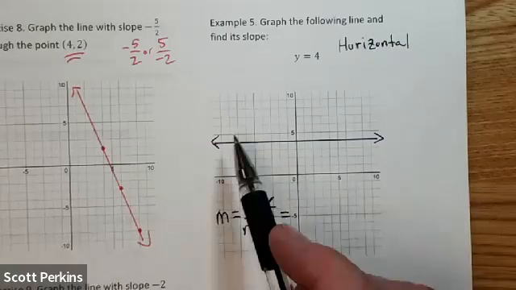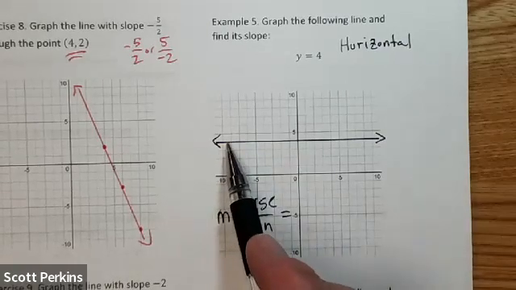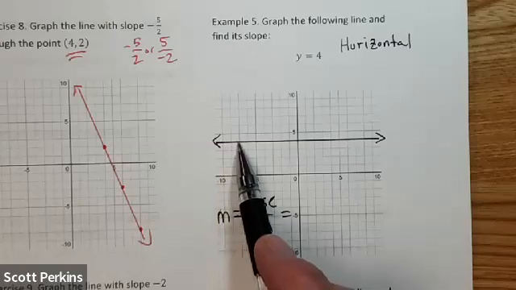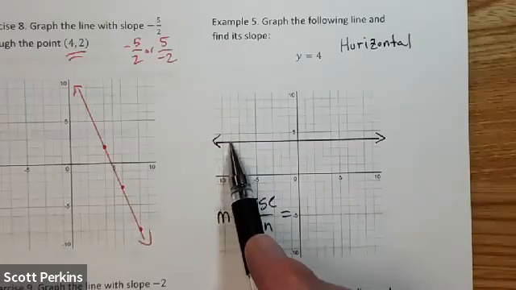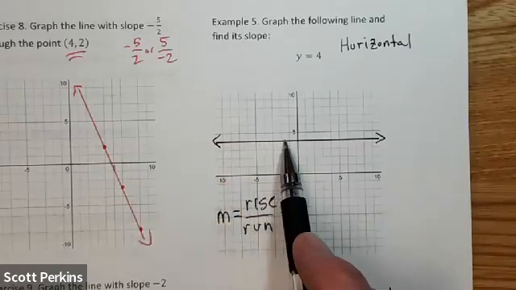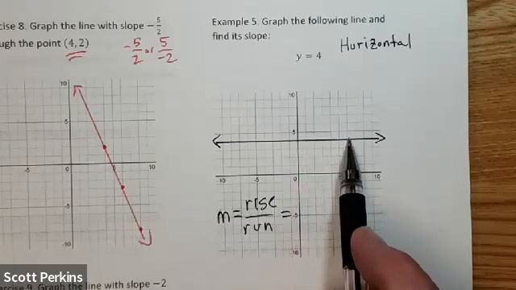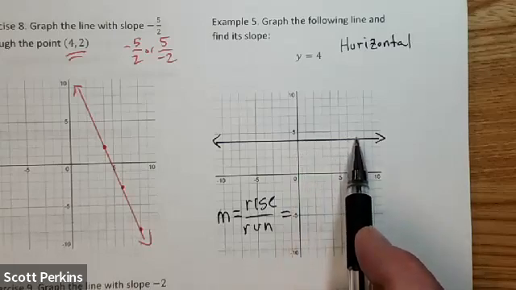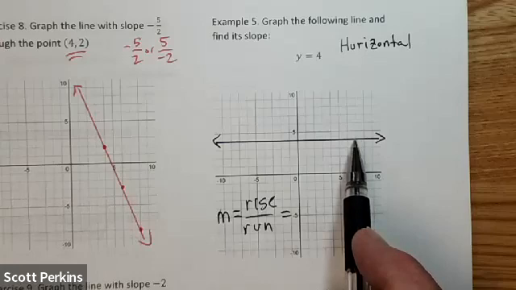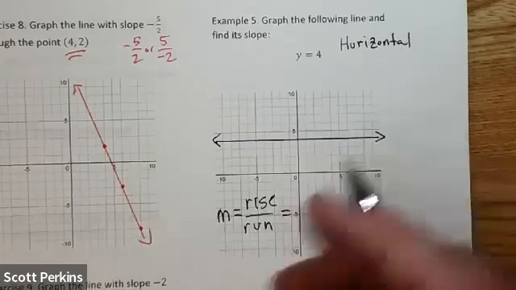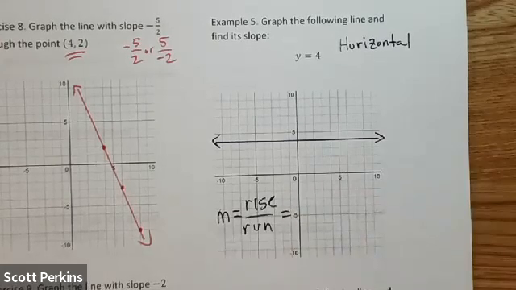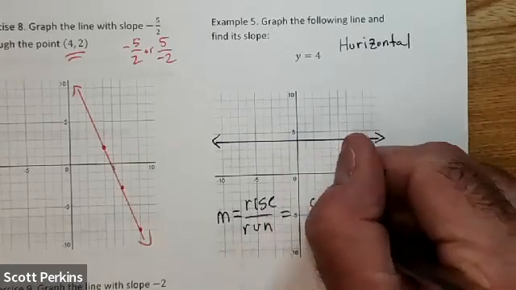As I'm walking along my horizontal line, if this is a sidewalk, how much am I rising as I walk? 0. I'm not going up or down at all. Does that make sense? Does everyone see that? We are not moving up or down. That's why it's a horizontal line. It's strictly going left and right. So my rise is 0.